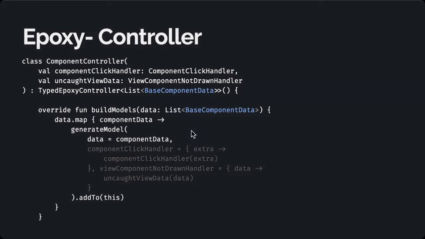So what we're doing here is iterating over each and every row of my JSON array, or the list that we have just provided. We then call a function called generate model. Nothing crazy here. We take each of those components and say, please generate a click handler and the uncaught. If it is not drawn, please add it. The last line, add to, is to take that data and draw it on the epoxy recycler view. That add to can also be conditional in epoxy. If you want to add it only if a certain flag is on, you can do that. But the add to by default is adding it to the epoxy recycler view.